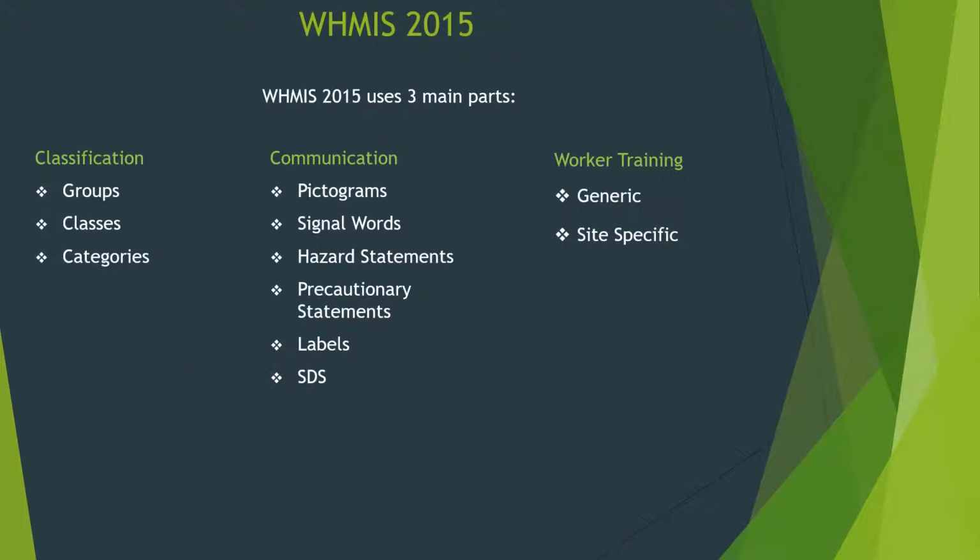WHMIS 2015 uses three main parts: classification, which consists of groups, classes, and categories; communication, which consists of pictograms, signal words, hazard statements, precautionary statements, labels, and SDS; and worker training, which consists of generic training as well as site-specific training.